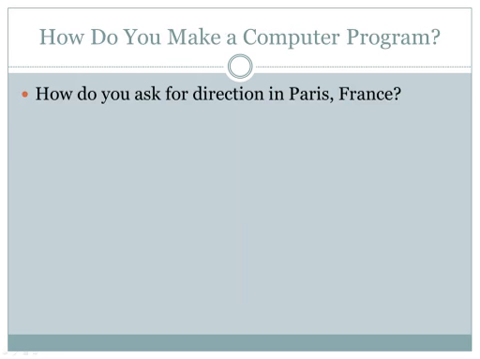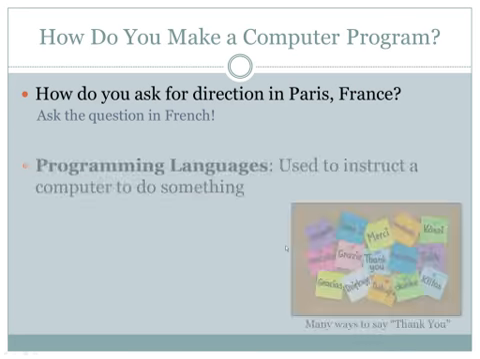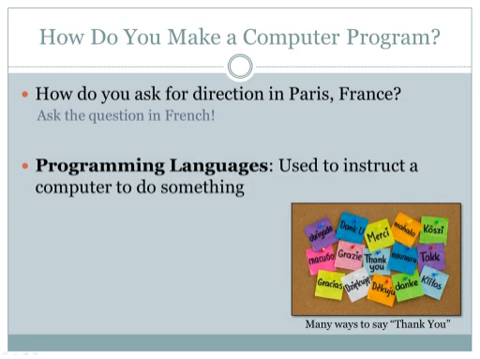So, how do you ask for directions in Paris, France? Now, this isn't a trick question, but the answer is pretty simple. Give up? Well, you ask the question in French, right? If you're an American going into Paris, France, chances are the local Parisians would better understand you if you spoke their language. And that's pretty much the idea of creating a computer program. You want to use the computer's language so that it understands you.